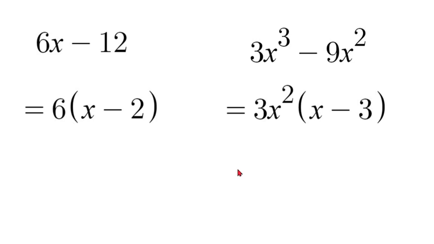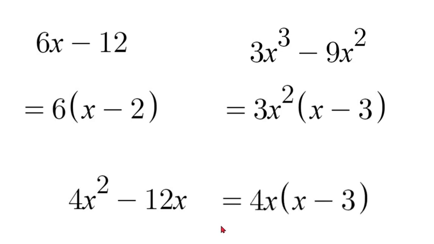Let's do another one. So similar situation, we can pull out a 4 and an x. So we'll have 4x times x minus 3. So let's move on to a more difficult one.